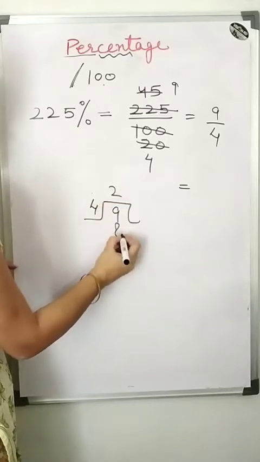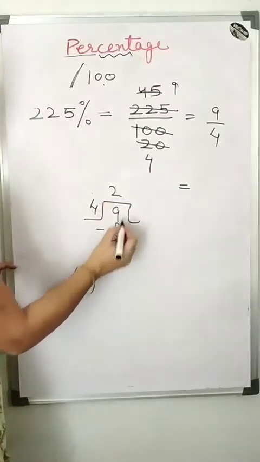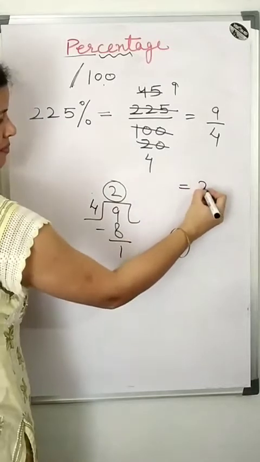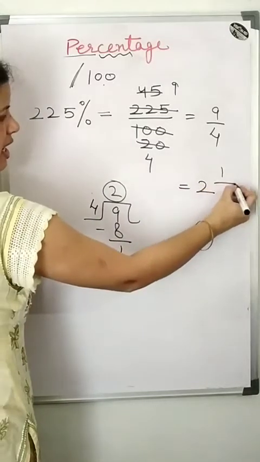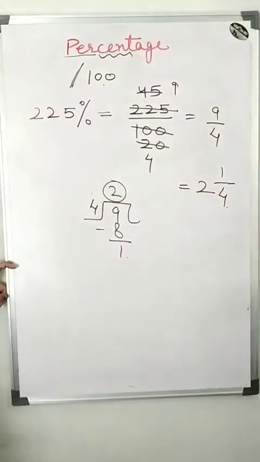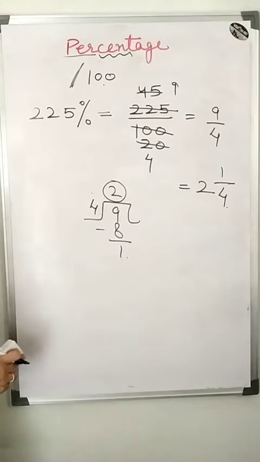Or you can convert this into an improper fraction. 4 2s are 8, 2 is here, and 1 you write down. This is equivalent to 2 1 by 4. Okay, now let's take one more example.